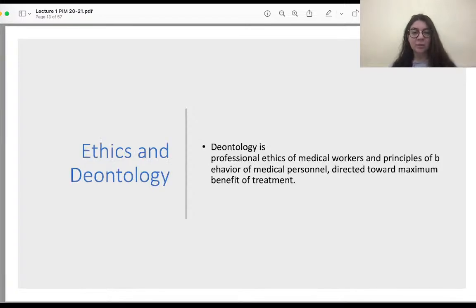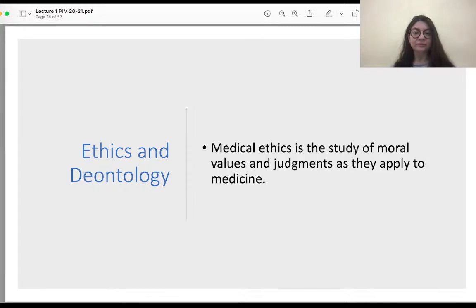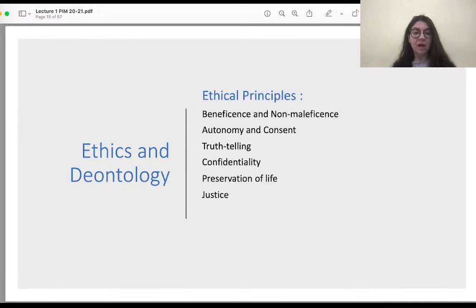And let's talk a little about ethics and deontology. Deontology is the professional ethics of medical workers and principles of behavior of medical personnel directed toward maximum benefit of treatment. Medical ethics is a study of moral values and judgments as they apply to medicine. Main ethical principles include beneficence and non-maleficence, autonomy and consent, truth-telling, confidentiality, preservation of life, and justice.